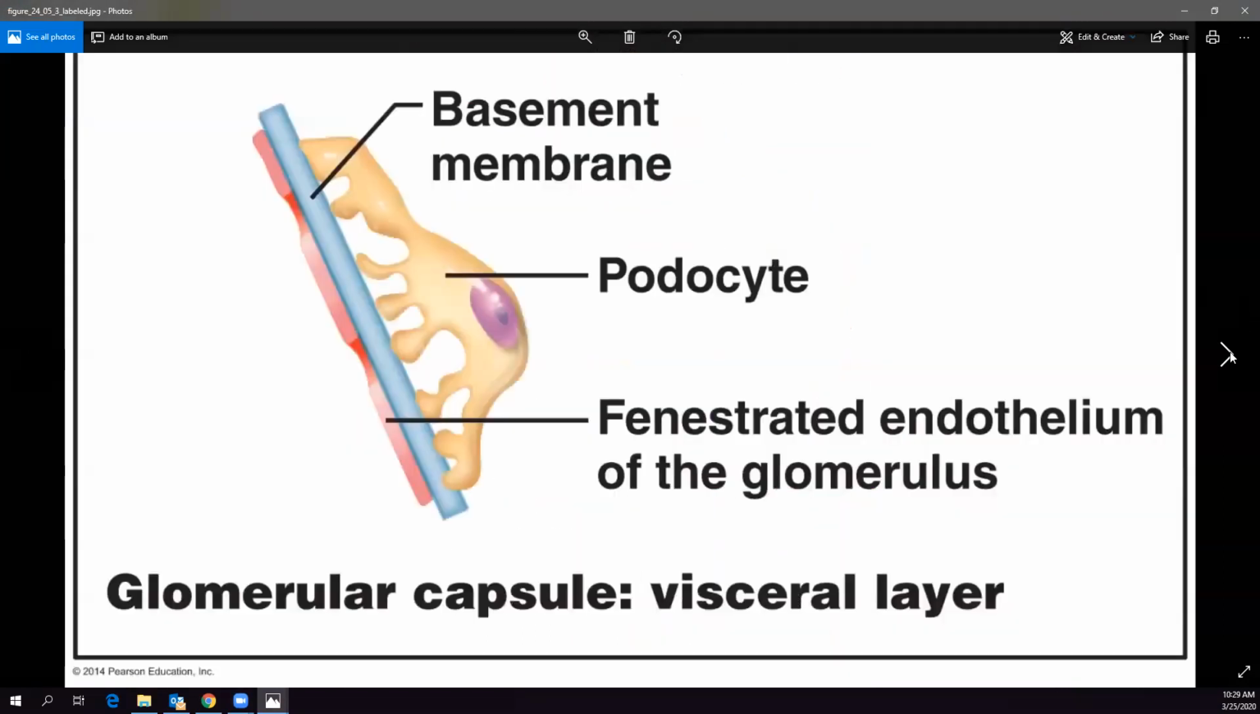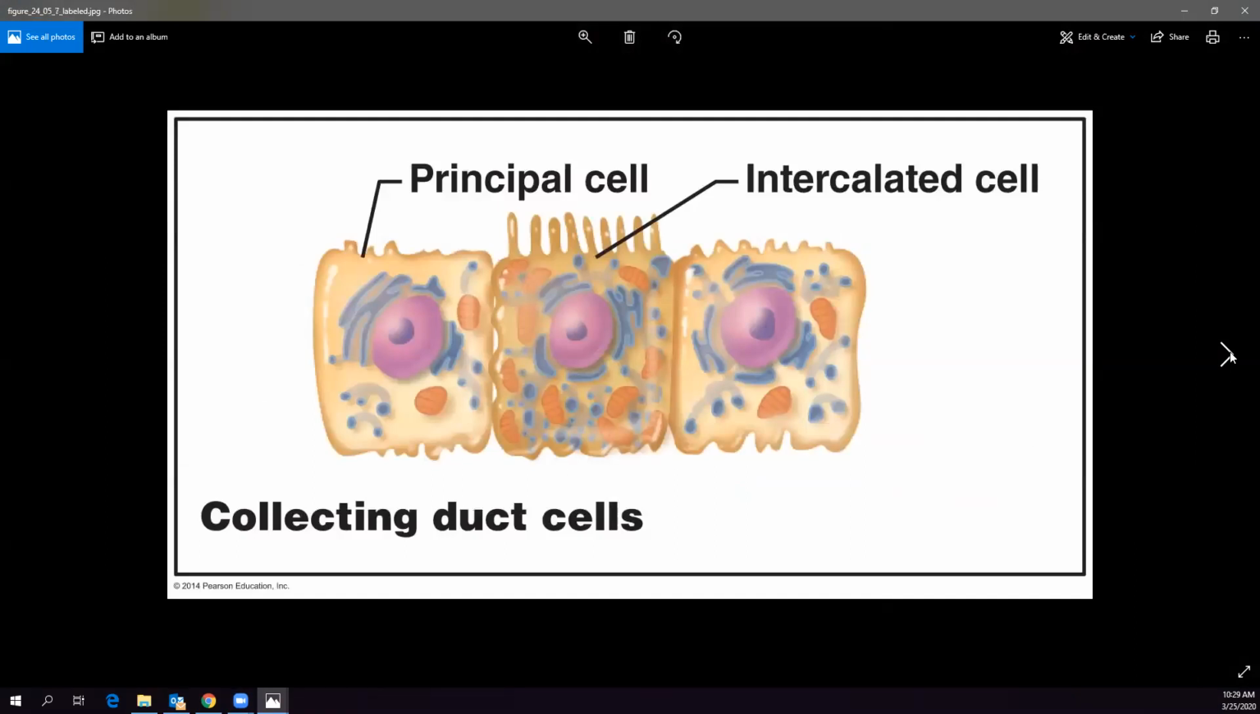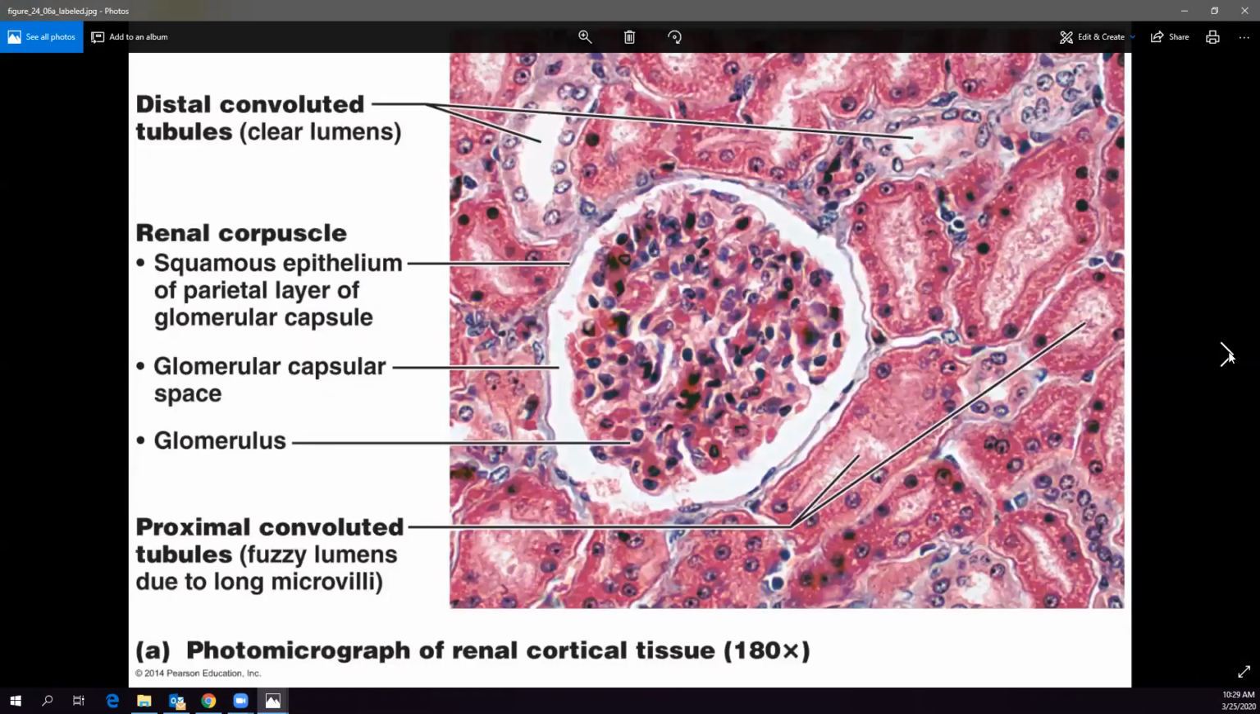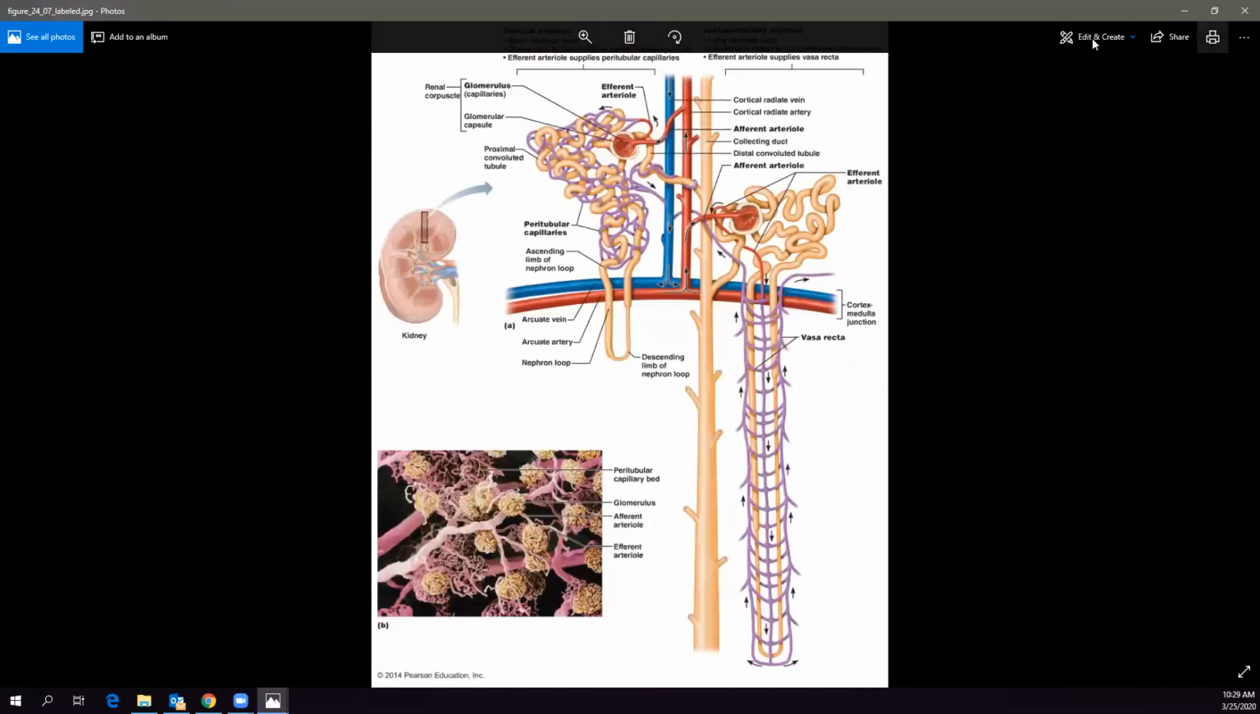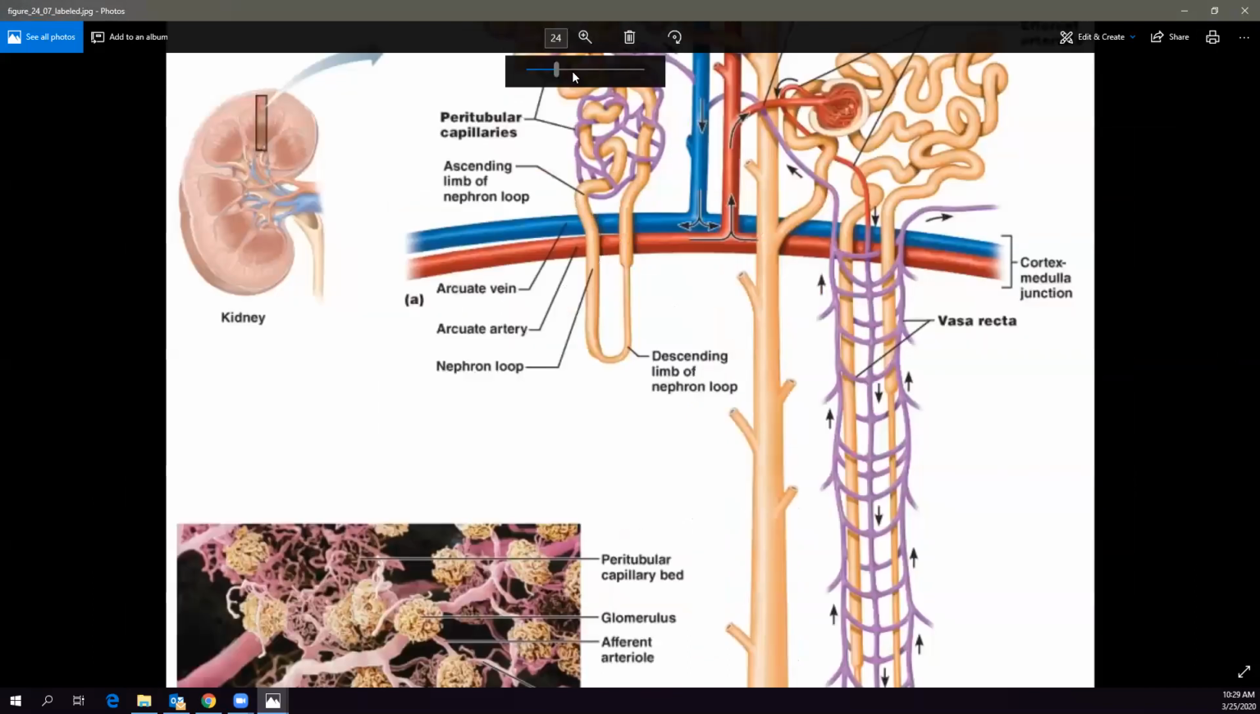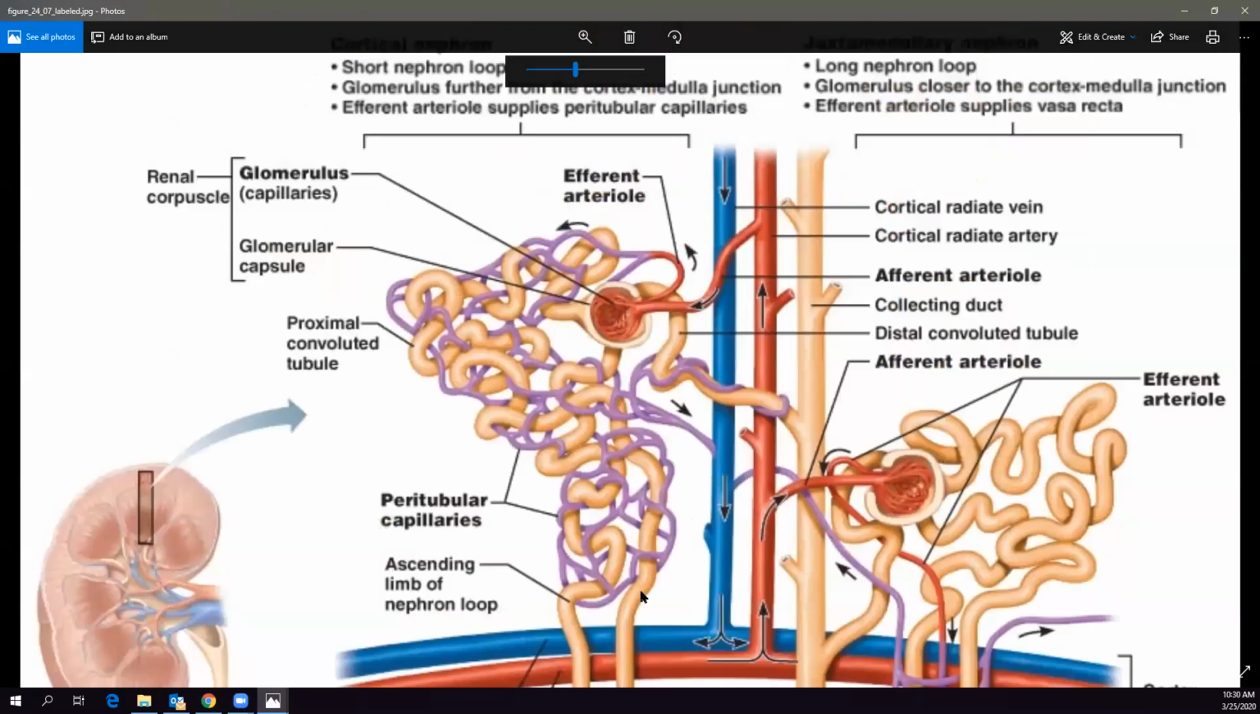Nope, we got to go back to this one. Sorry, you guys. Okay, because this is actually labeled. So we're gonna magnify that. Oh, here it is. Okay. I'm gonna pull this down. There we go. Okay.